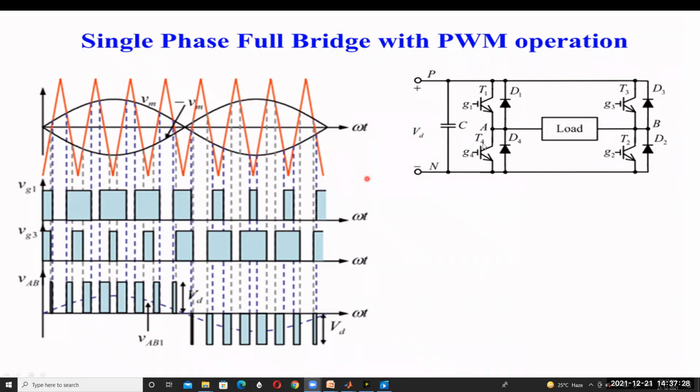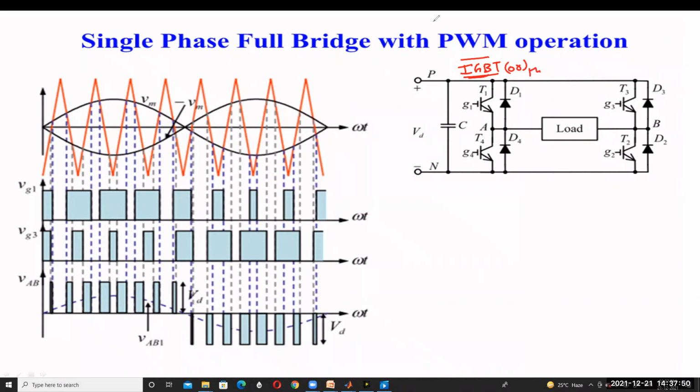Here, this is the circuit diagram of the full bridge inverter. See here, IGBT or MOSFET. This device is called an IGBT, insulated gate bipolar transistor, IGBT, or MOSFET.